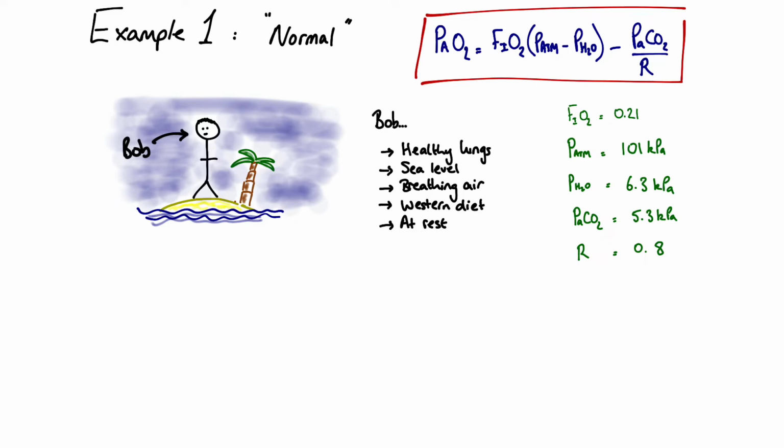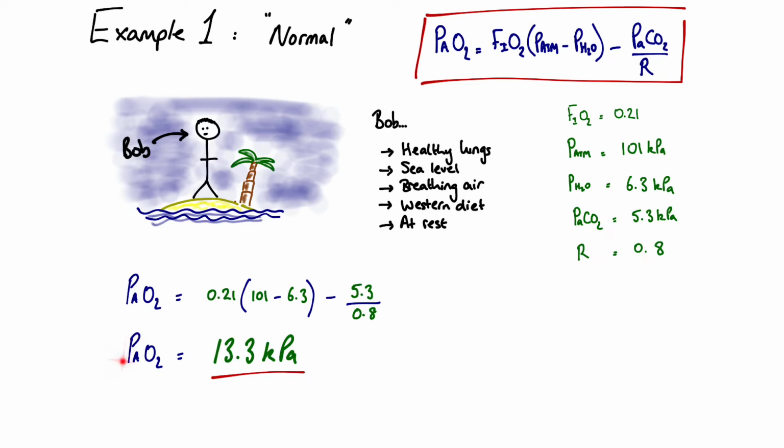And if we plug those numbers into the equation, we end up with this equation here. Just simply calculating using those figures, we generate an alveolar oxygen partial pressure of 13.3 kilopascals. So a number around about 13 is completely normal for someone at sea level, healthy lungs, breathing room air. And in the next example, we'll look at the effect of changing FiO2.